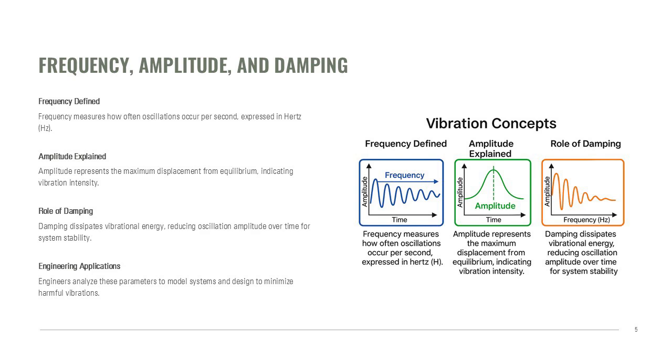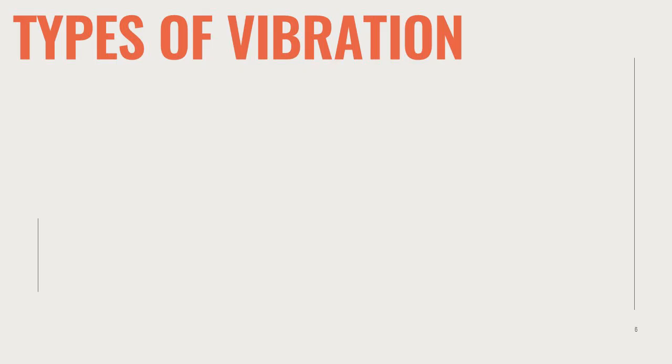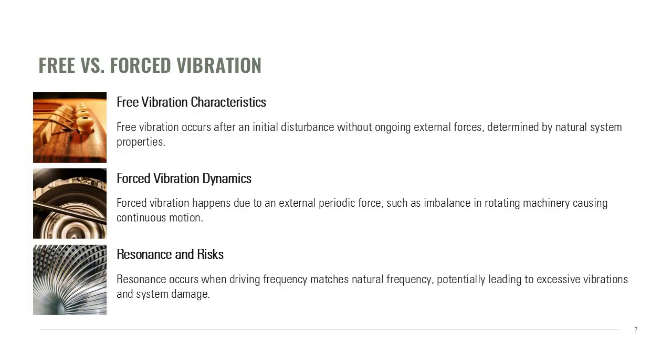For instance, high-amplitude vibrations can indicate severe imbalance, while insufficient damping may lead to prolonged oscillations. Engineers use these concepts to model systems, predict responses, and design components that minimize harmful vibrations. Types of vibration: free versus forced vibration. Vibrations can be categorized as free or forced.